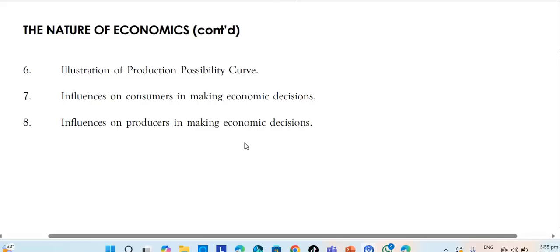So let's look at an example of cost of production. Say there's a small bakery and they have to decide whether to increase bread production. If the flour price rises, what will happen to the total cost of bread?